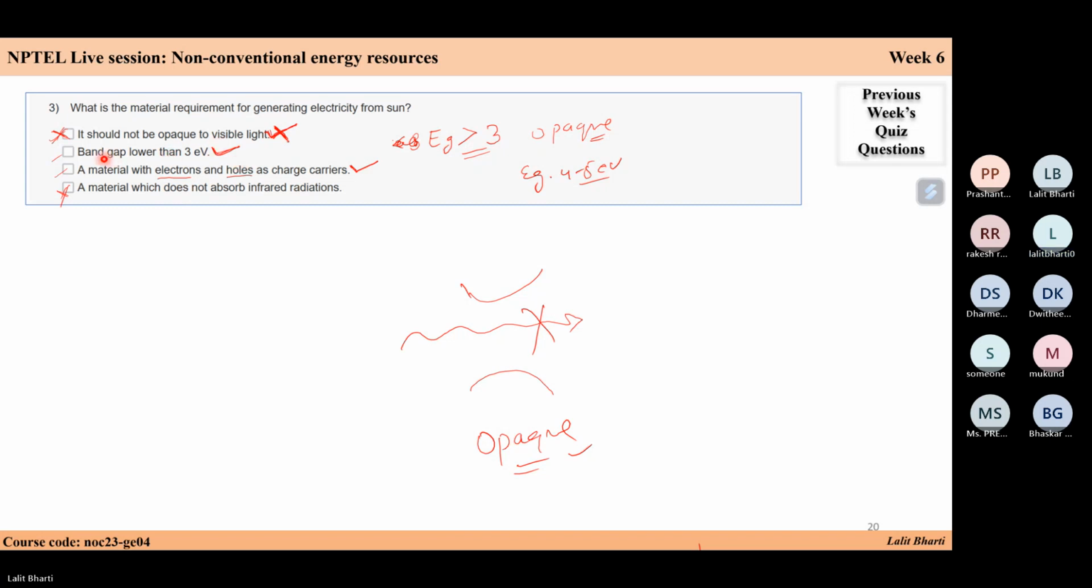Then, a material with electrons and holes, you should have the charge carriers. That is why the p and n side will be formed. So your different types of dopings will generate either electrons or holes in the semiconductor. So it should be there. And a material which does not absorb infrared light, that is not correct. But the second and third options are correct.